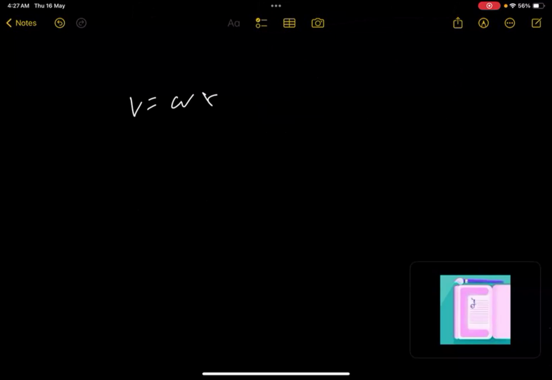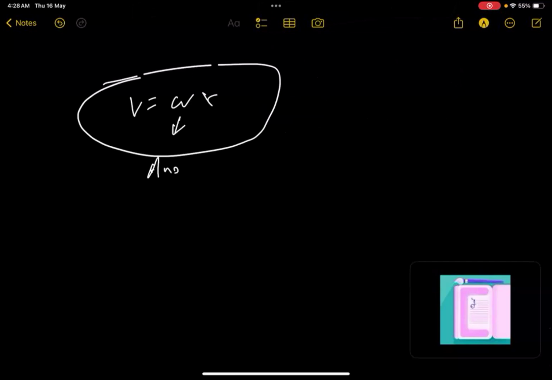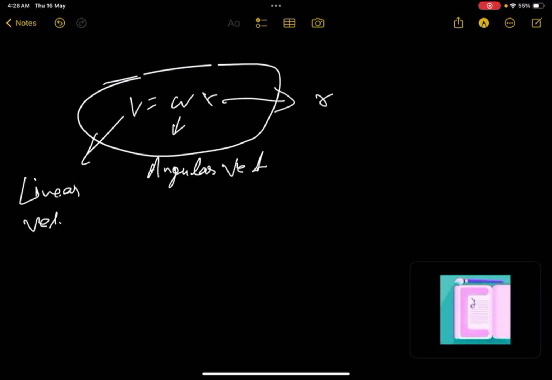Yes, that's correct. So V equals omega R, you know this formula? When there is a circular motion, omega is the angular velocity, V is the linear velocity, and R is the radius of the circular path.